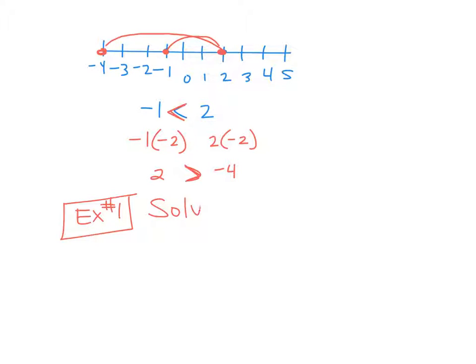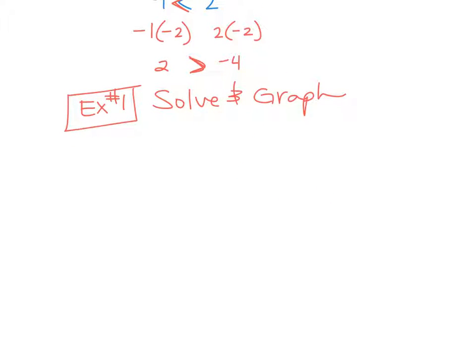Example 1 here, we're going to solve and graph. Get my ruler out. All right, let's say our problem is x over 3 is less than -2. Okay? How do you isolate your x? How do you get x by itself? You multiply by 3 on both sides. So if I multiply by 3 here, and I multiply by 3 here, these ones cancel.